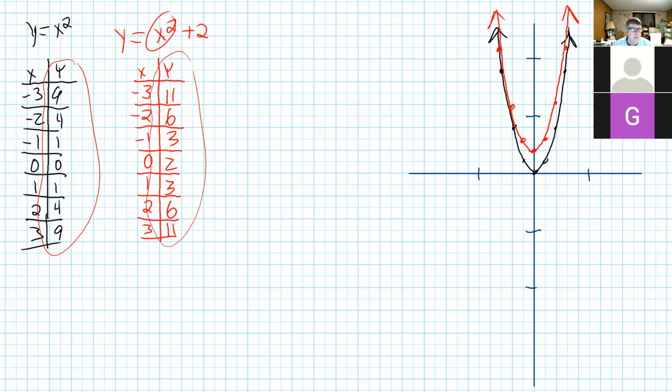Now let's take a look at y equals x squared minus 3. Oh, notice that the vertex also moved, didn't it? Now instead of being at 0, 0, it's at 0, 2. Okay? All right.